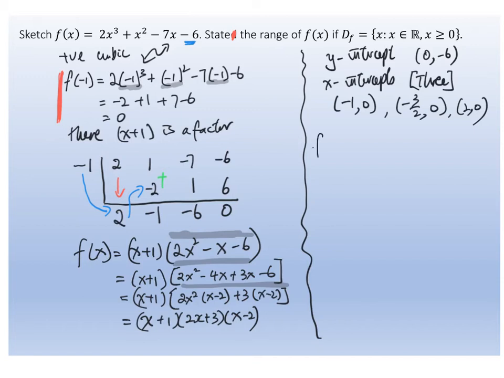Let's work out f of 1, which is 2 times 1 to the power of 3, plus 1 squared, minus 7 times 1, minus 6. So 2 plus 1 minus 7 minus 6 is plus 10. So therefore, did I say 10? It's actually minus 10. My fault. It's minus 10. Alright.